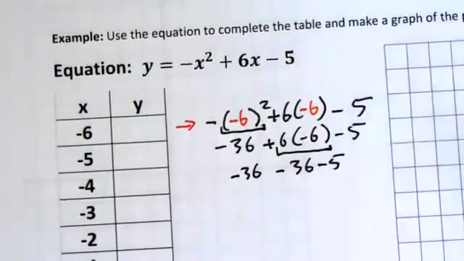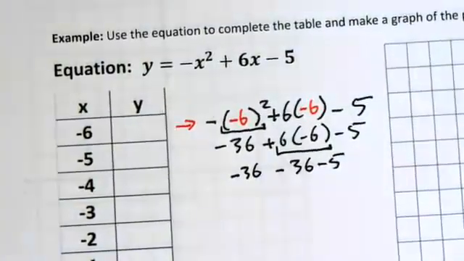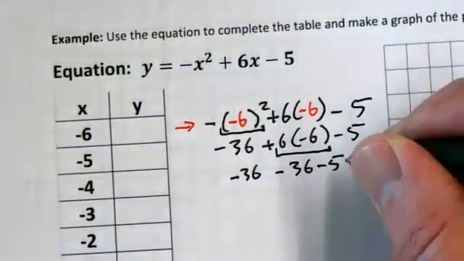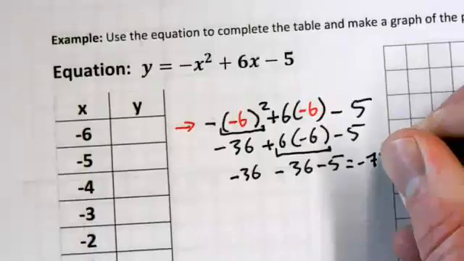All right, and this last step, if you need a calculator, that's okay. I think I can pull this off of my head. Negative 36 minus 36 is negative 72. Minus 5 would be negative 77. Can someone check it in the calculator, though, for me, please? Negative 77. Woo!